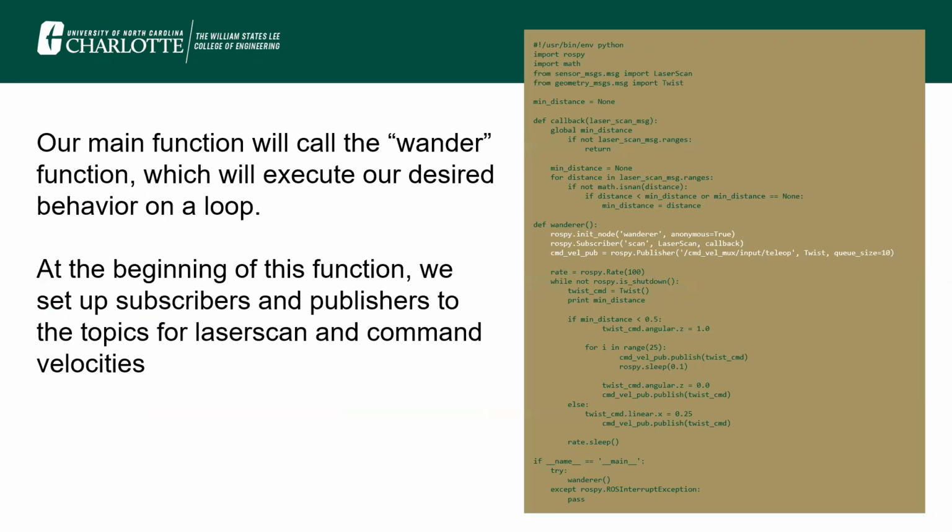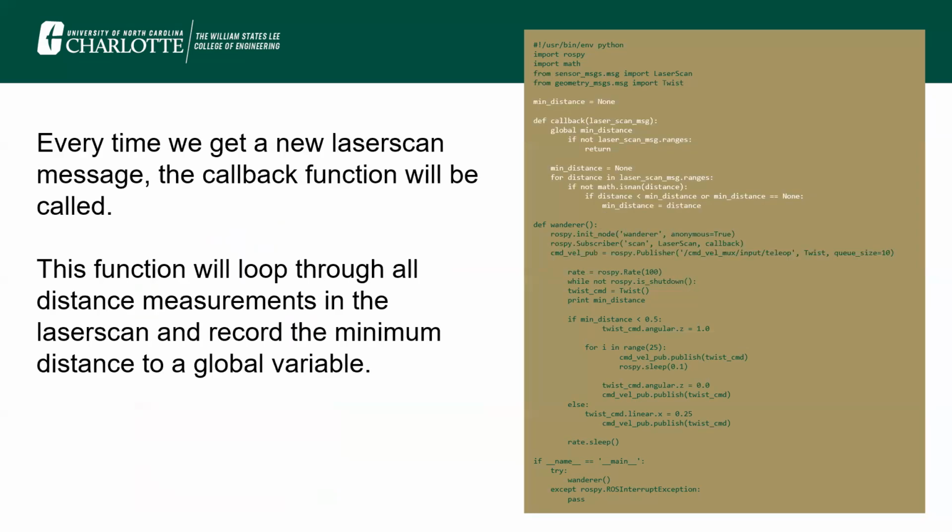Same kind of structure as before, where inside of main we call Wanderer. Wanderer sets up a node called Wanderer, and it gives itself an anonymous name. And then we're going to subscribe to the laser scan, and then we're also going to publish twist messages to the command velocity topic. So we have a callback function. This callback function is going to be associated with our laser scan.